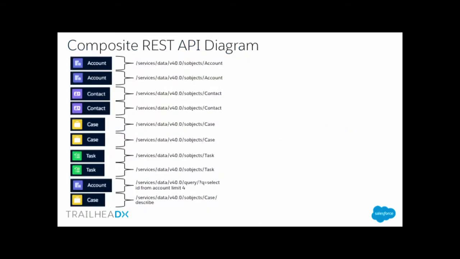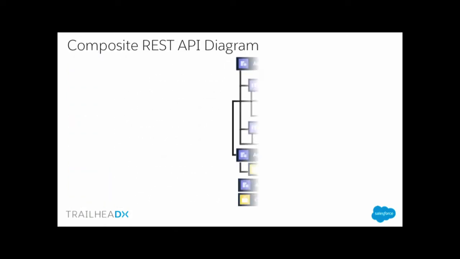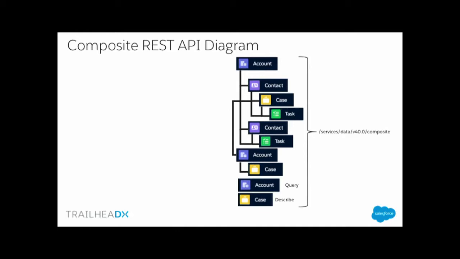So what does a composite look like? On the left, we see we have 2 contacts, 2 accounts, 2 cases, 2 tasks, and then we want to describe our account and describe a case. Or we want to run a query on an account and describe a case. Composite allows you to do that against a single endpoint. You build up the payload itself, you pass it in, we do all the linking, we do all the record ID management and everything else.